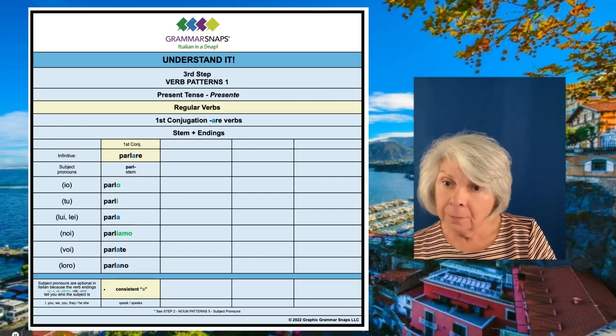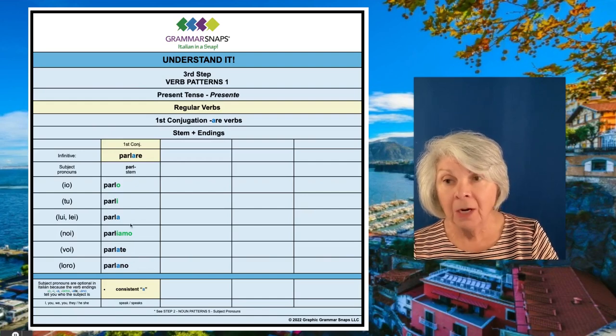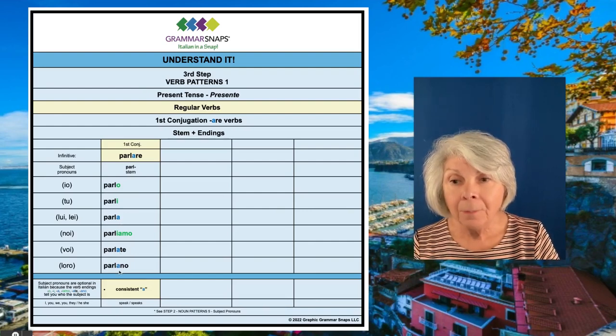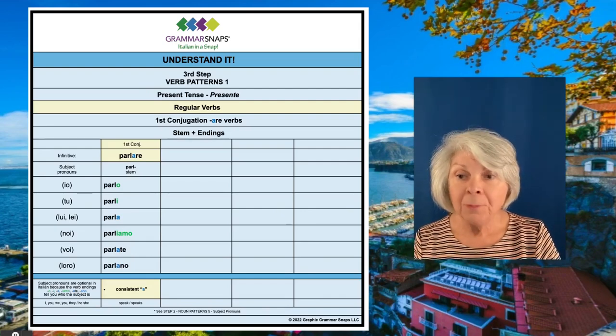And then we look, what's consistent? We immediately recognize the fact that the A appears right here, parla, and appears here, parlate, and it appears there, parlano. So that's a consistency. At this point, that's all we know.